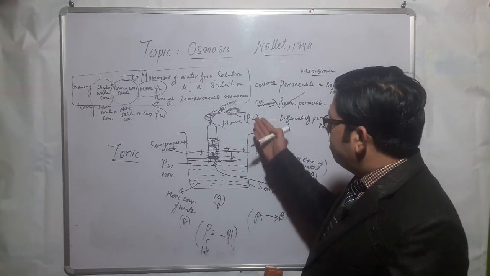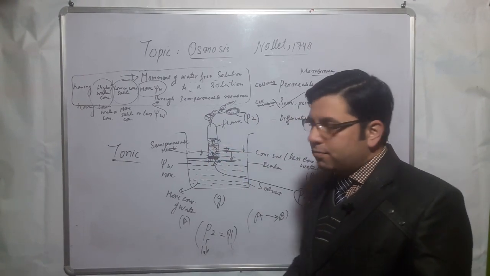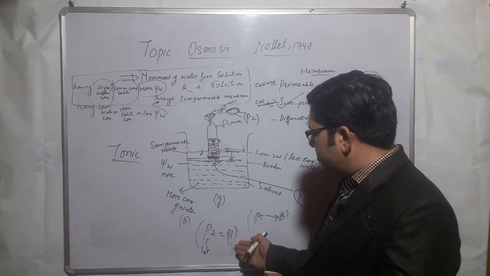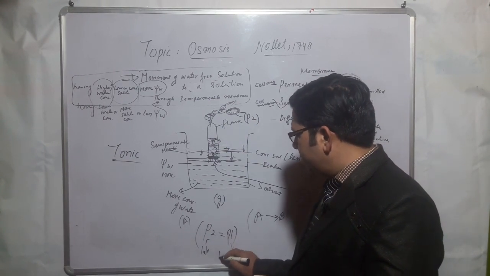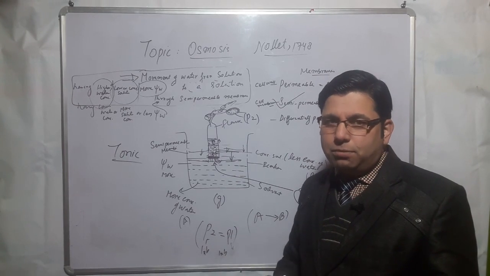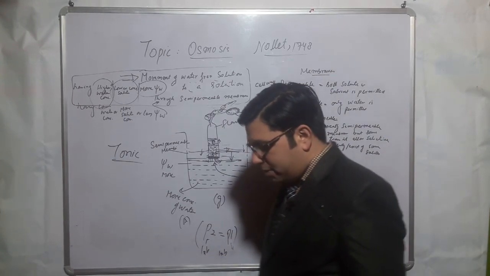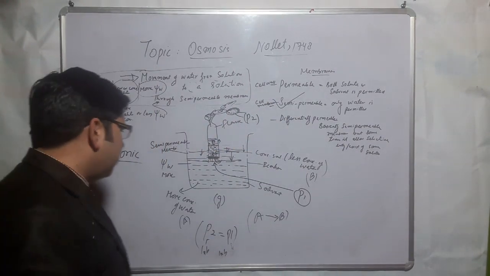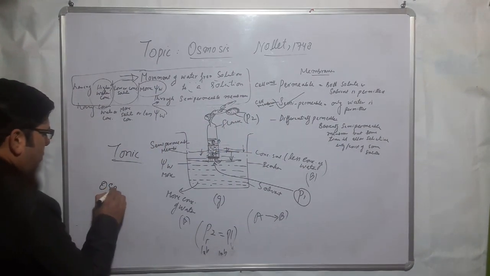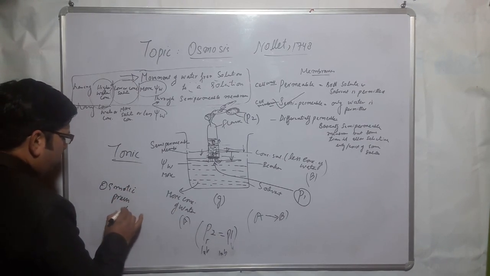So whatever pressure we are applying is noted here. Suppose that is 1 millibar. The same pressure will be this one, 1 millibar, because these are equal at this point of time. The P2 is called osmotic pressure, and that's how it is measured. It's called osmotic pressure, P2.